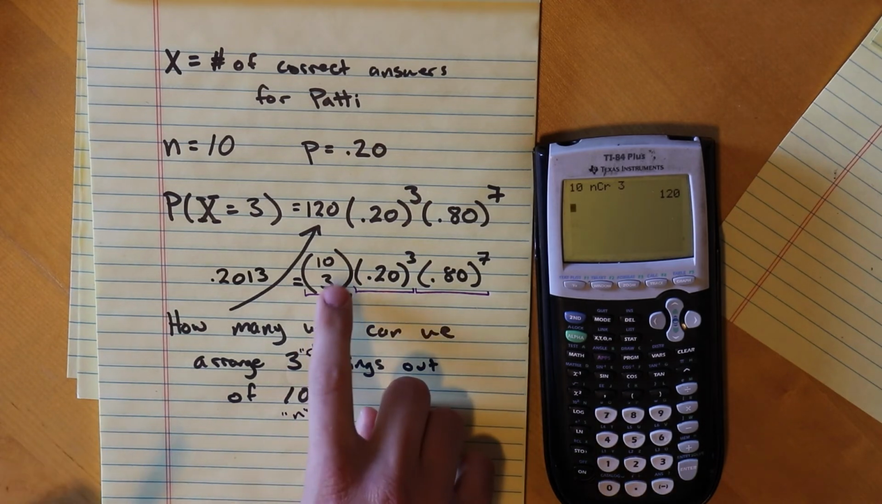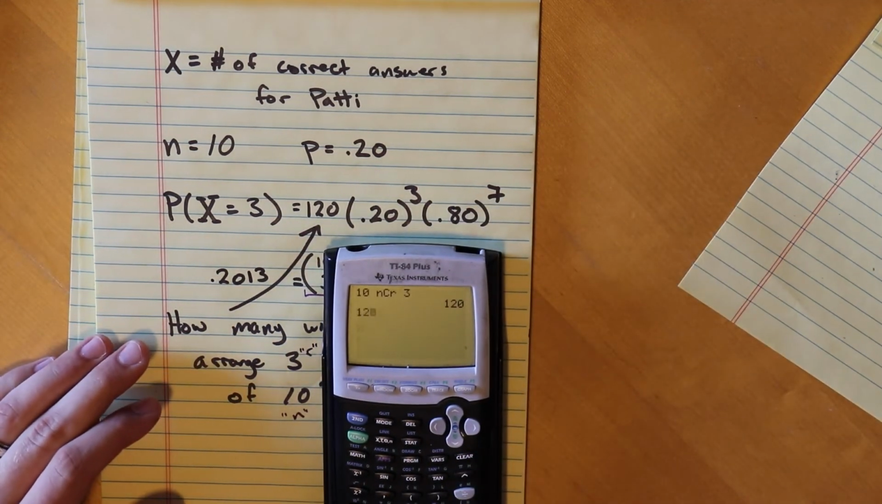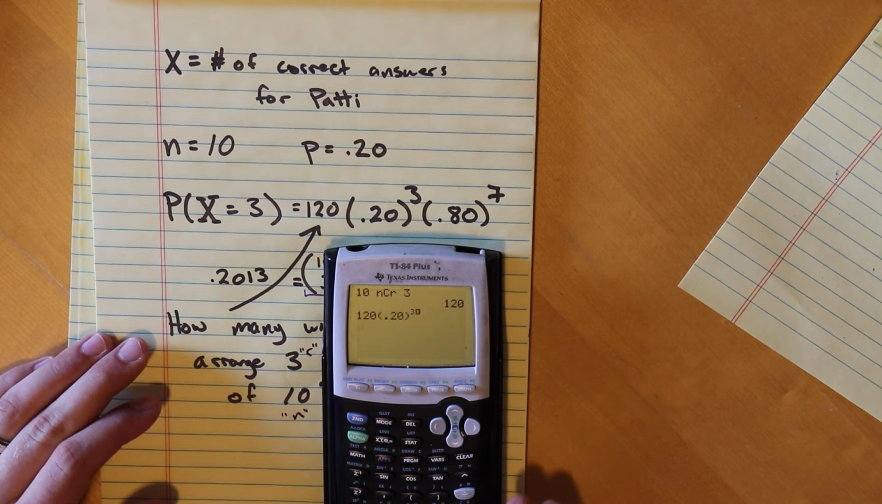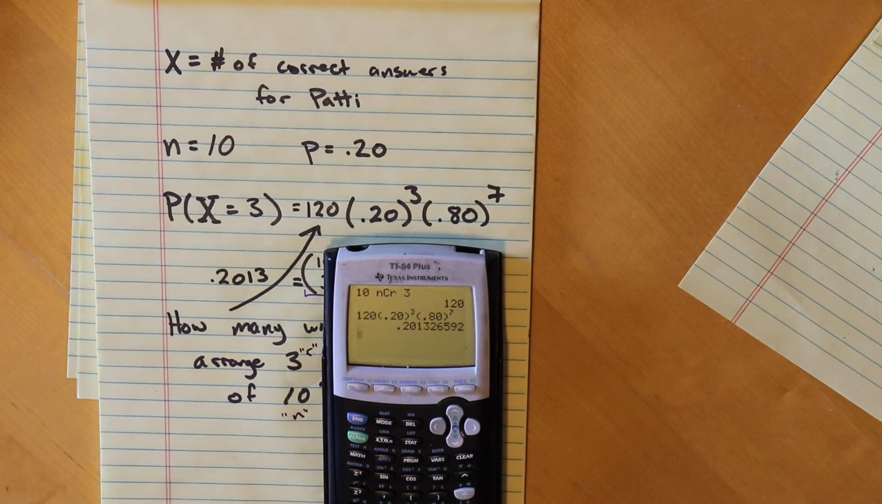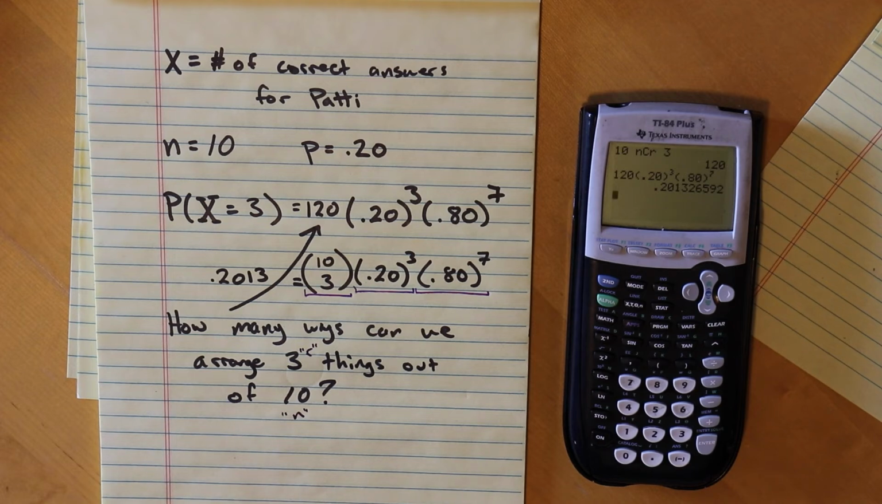So this is just another way that you would see it. Now the number is 20. So what I would do is I would go 120 times 0.20 to the third times 0.80 to the seventh. This is the probability that Patty is going to get exactly 3 questions correct out of 10 on this test.